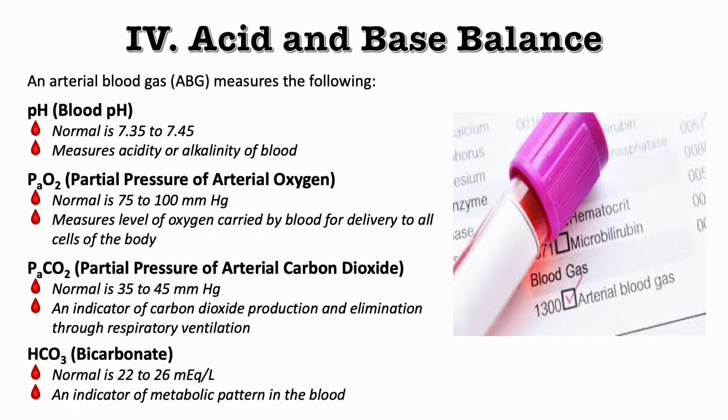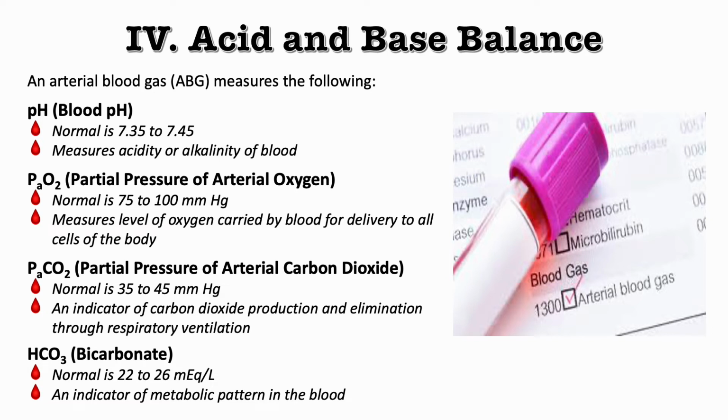PaO2 is the partial pressure of arterial oxygen. Normal is 75 to 100 millimeters mercury. It measures the level of oxygen carried by blood for delivery to all cells of the body.